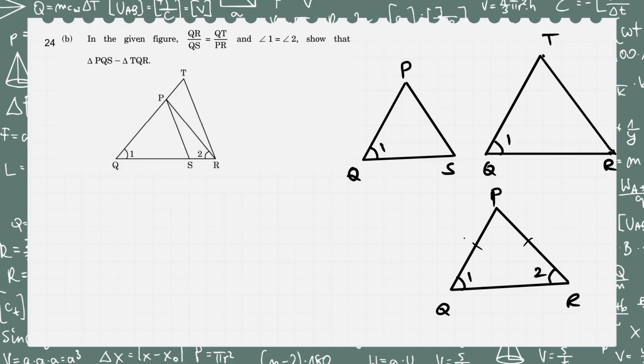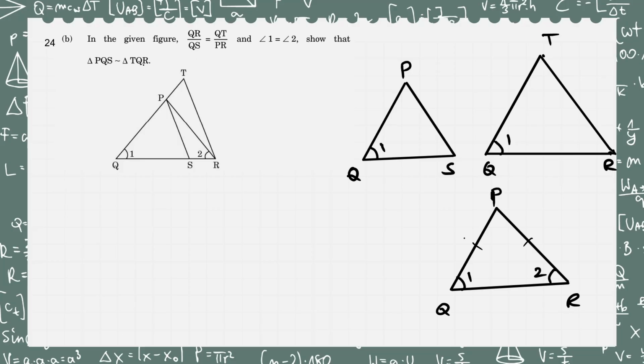Let's read the question. In the given figure, QR by QS equal to QT by PR and angle 1, angle 2 both are equal. Show that triangle PQS is similar to triangle TQR. So whenever we need to prove two triangles similar, it's better if we draw them separately to understand the scenario better. So I have drawn PQS triangle here and TQR triangle here. Hope you got the idea that PQS is comparatively smaller in size than TQR.